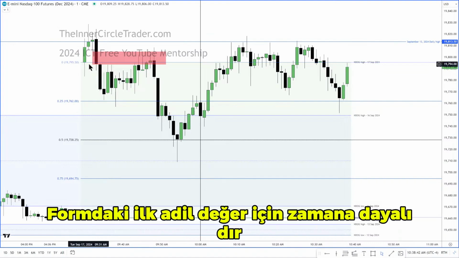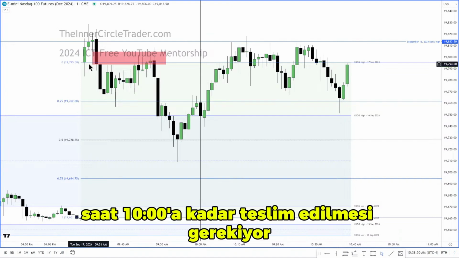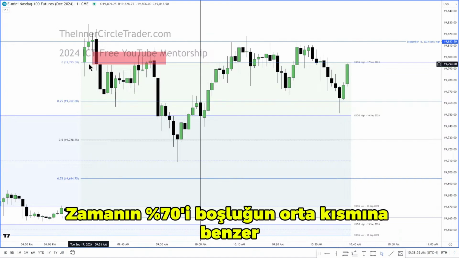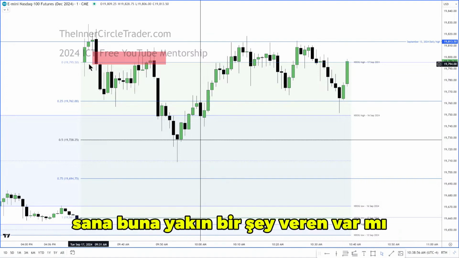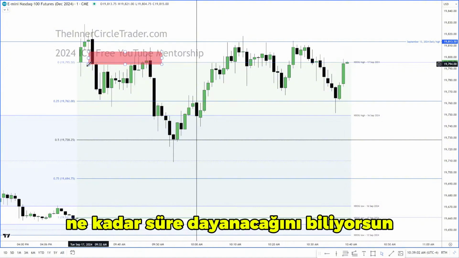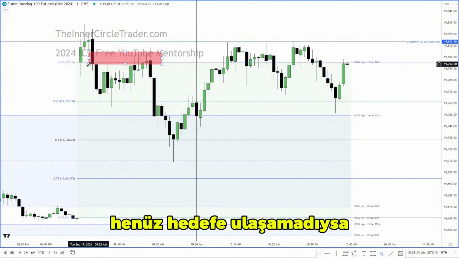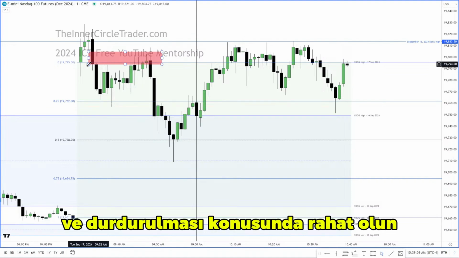It's time based for the first fair value gap to form, 1 minute chart, and then by 10 o'clock, it should deliver 70% of the time to mid part of the gap. Like, come on, man. Seriously. Who's giving you anything close to that? You know what time it's going to set up. You know how long to hold on to it. You know what to do if it doesn't trade to the target yet. You hold it or let it get stopped out. And be comfortable with it getting stopped out.